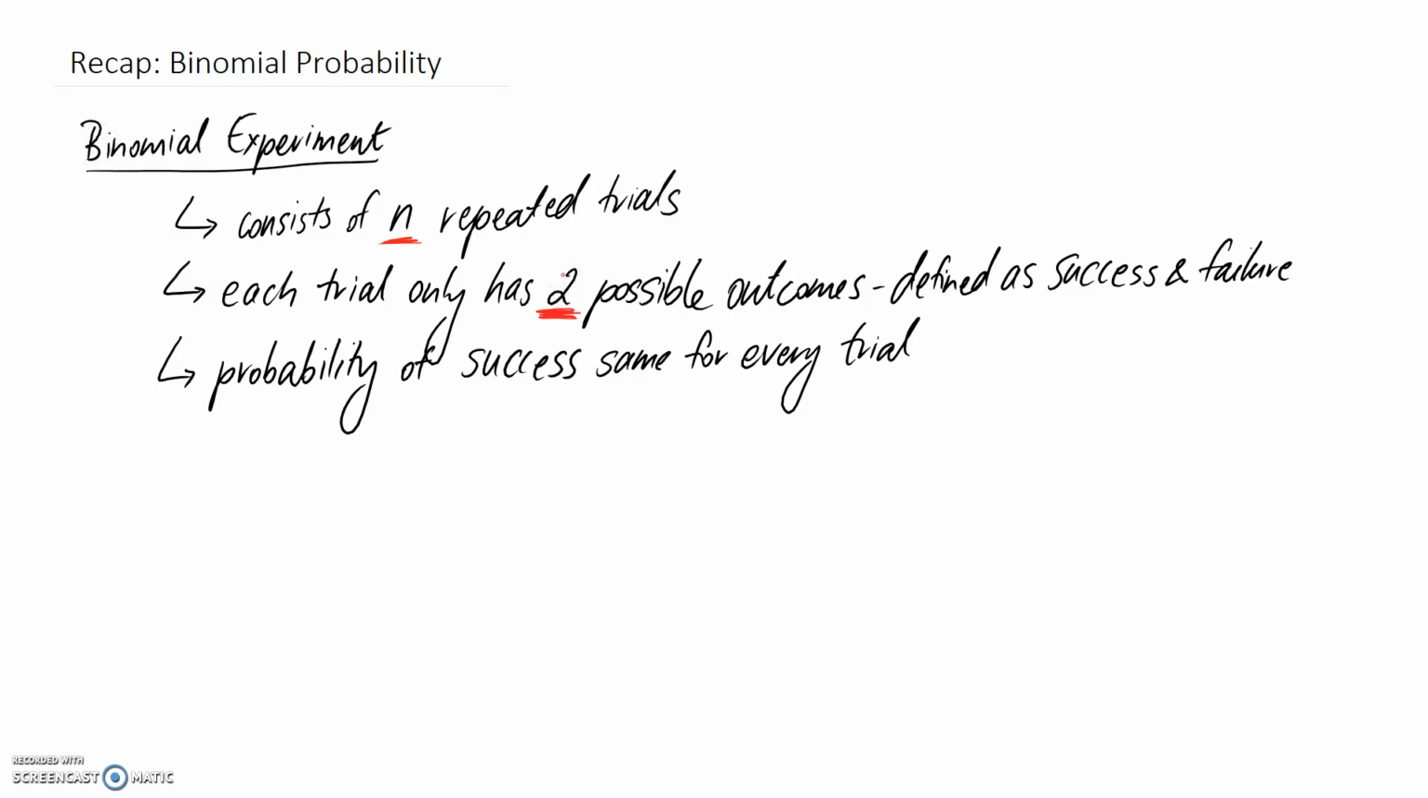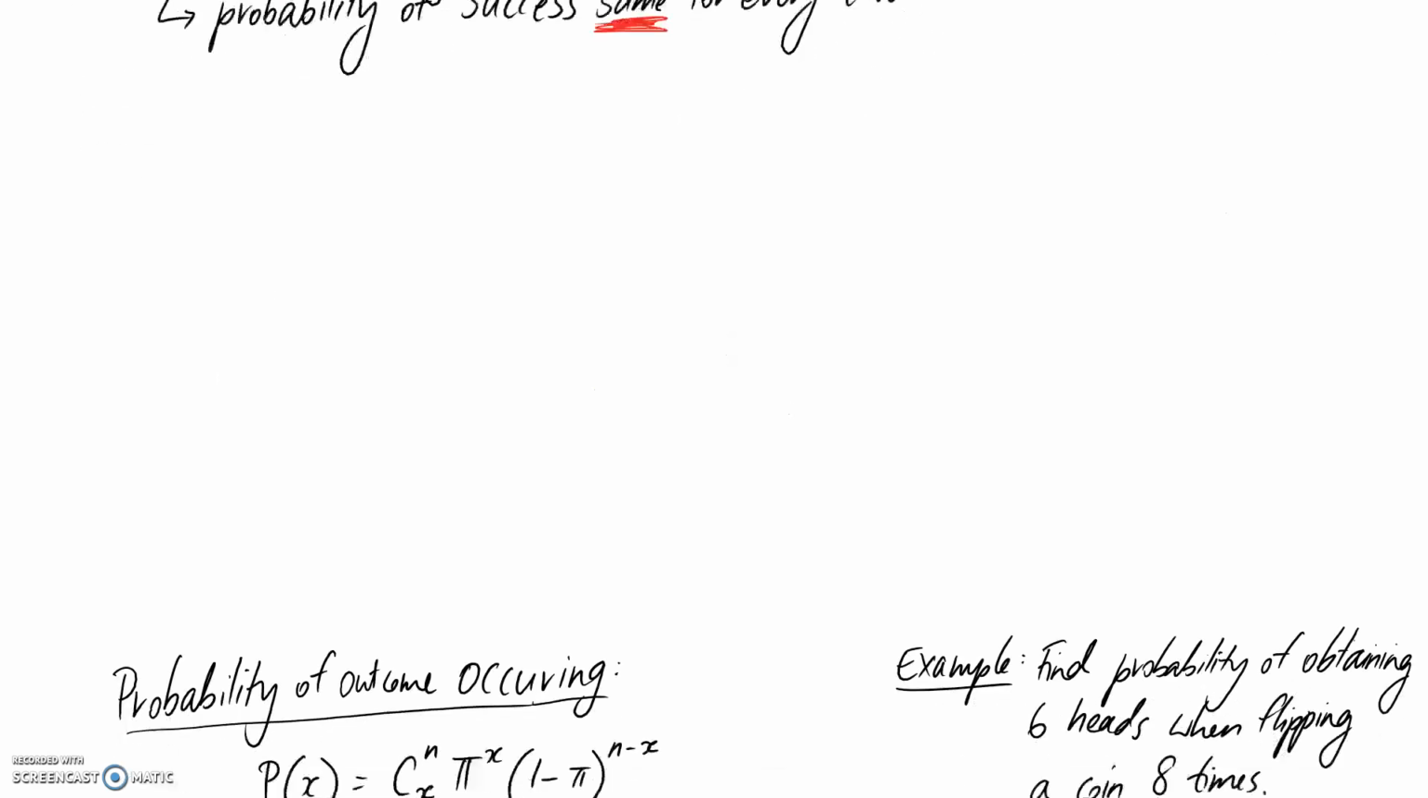Bi means two. Alright, so the last thing is that the probability of success is the same for every trial. So that means in the coin example, every time you flip the coin, there is a 50% chance that it will be a head and 50% chance it will be a tail. Those probabilities don't change at all based on anything else, such as the number of times that you flip. Alright, so let's move on to the equations which we can use to calculate probabilities.